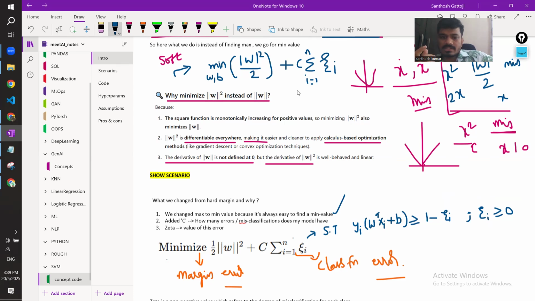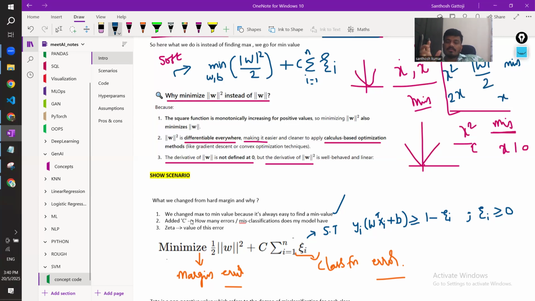When I'm saying soft margin, that means I am agreeing there are possibilities for some misclassifications, because no model is 100% perfect, and it is very hard to find perfectly classified data points. So I'm saying, even if there are some misclassifications, how many misclassifications is determined by my C. Just understand the parameter; its effect we'll see later. So now the main concept is we are saying there could be some misclassifications.